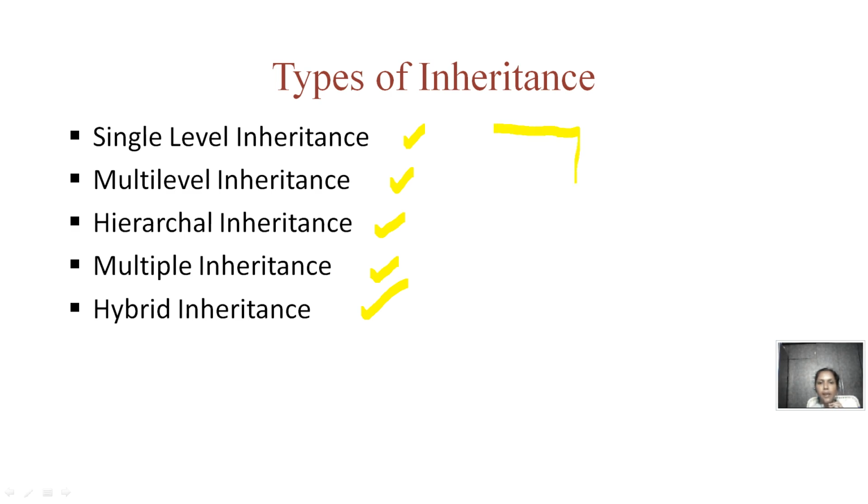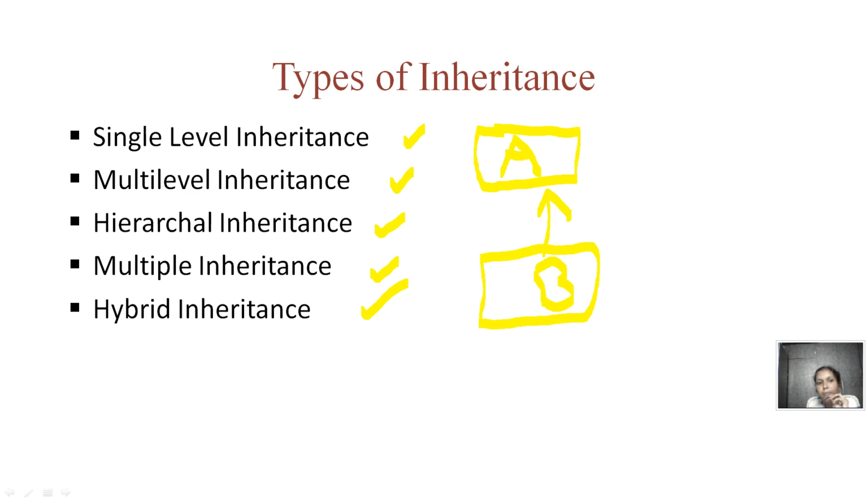Only one class, A, will be a superclass, and one more class, B, will be there. So B acquires the properties from the A class. There is only one level of hierarchy, which is called single level inheritance.